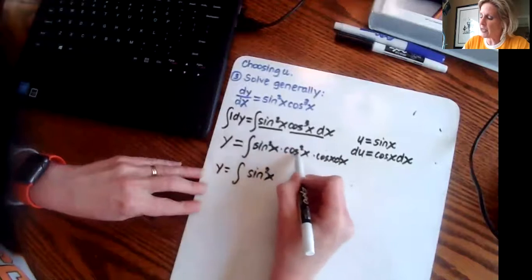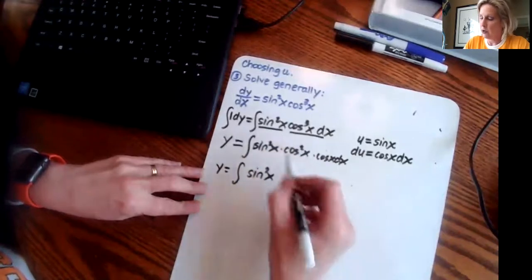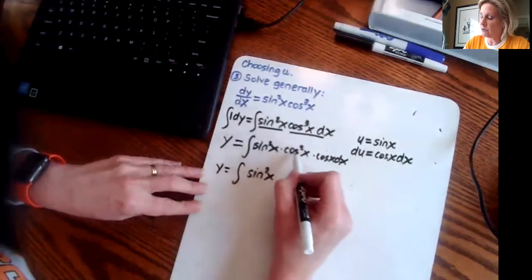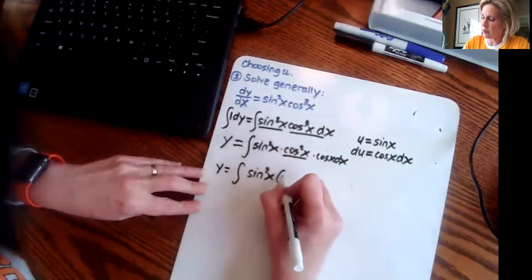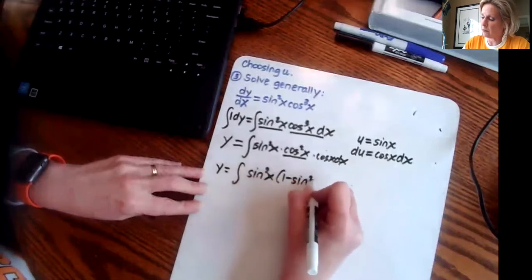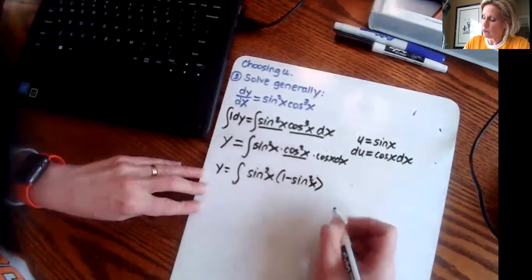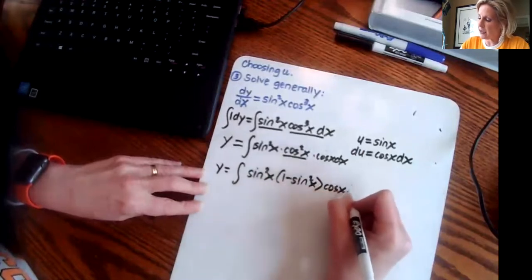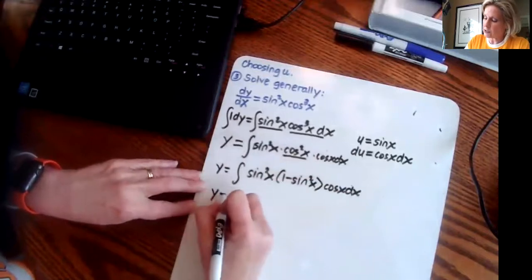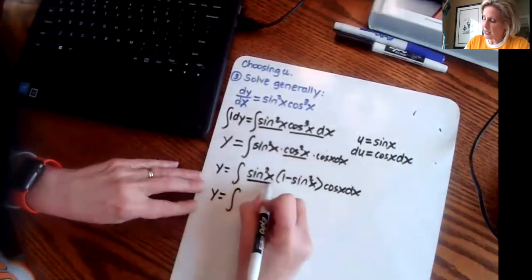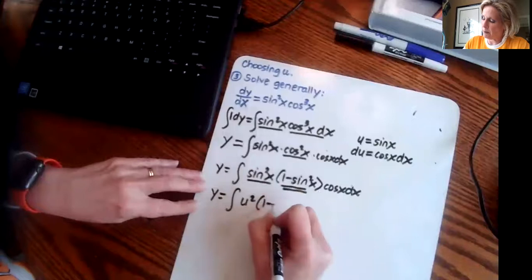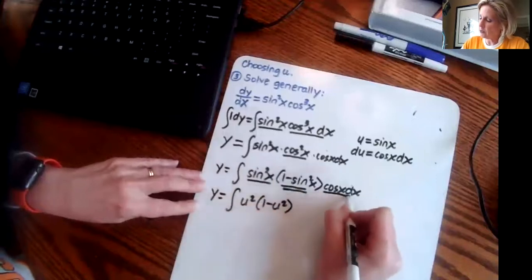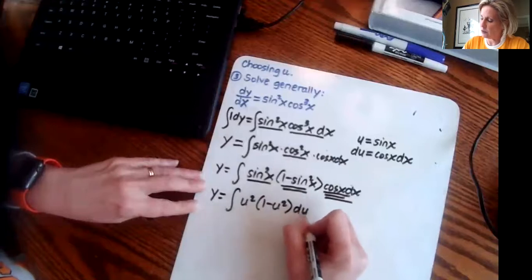So you need cosine to an even power, because if it's cosine to the fourth, you could do this and then square the whole thing. Or if this was cosine to the sixth, you could do what I'm fixing to show you and cube the whole thing. But remember, the Pythagorean identity for cosine squared is 1 minus sine squared. And then I've got cosine x dx. Now let's replace, okay? So sine squared x is u squared. 1 minus sine squared is 1 minus u squared. Cosine x dx is du.